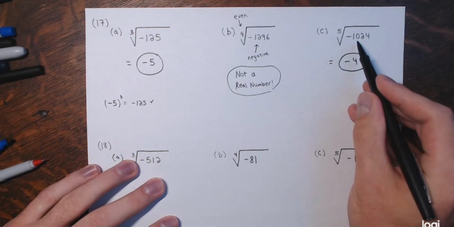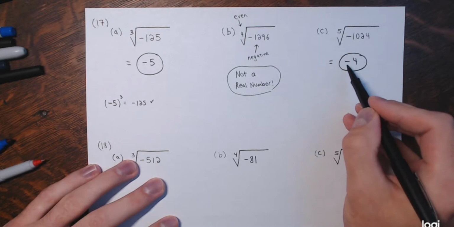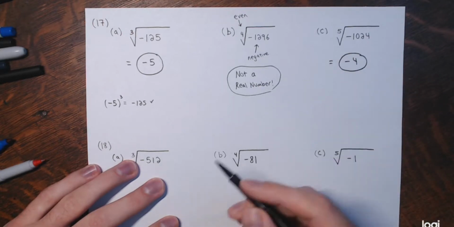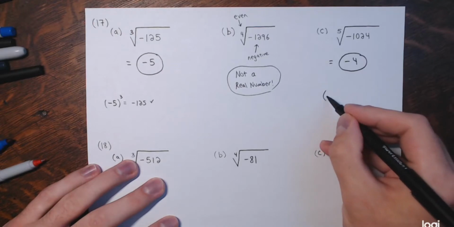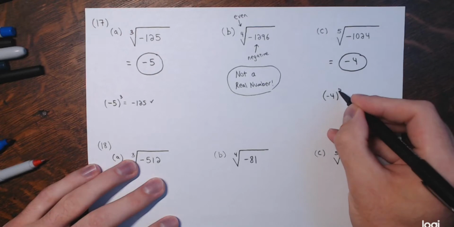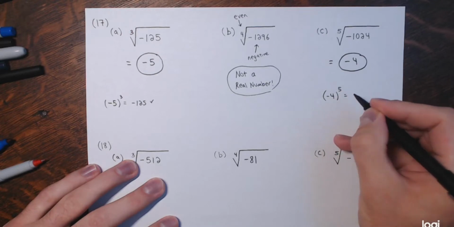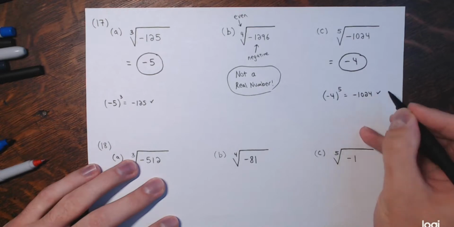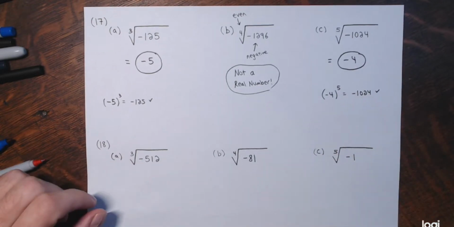If you're taking an odd root of a negative, that's just going to be the opposite of the odd root of the positive number. Right? And again, double check it. If you were to take -4 and raise it to the 5th power, you would get -1024. I promise you, right? That does work.